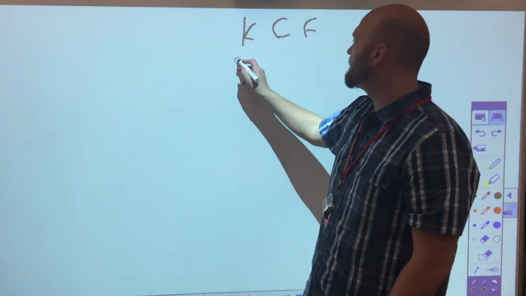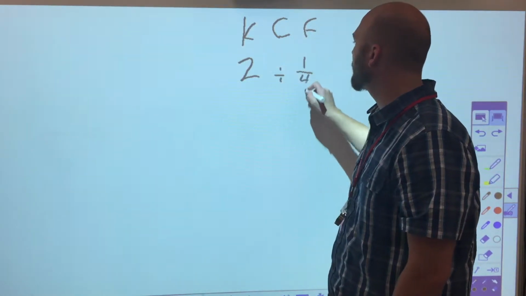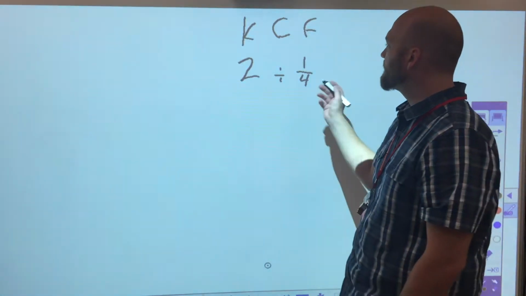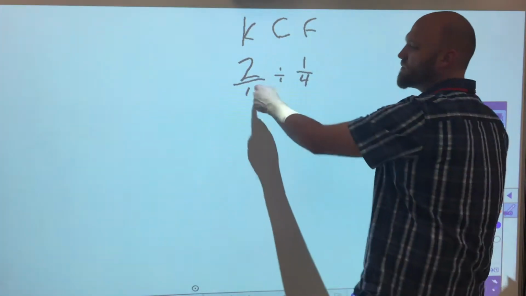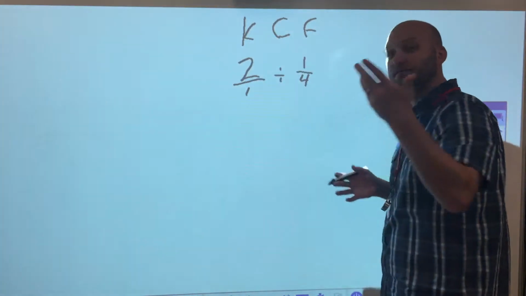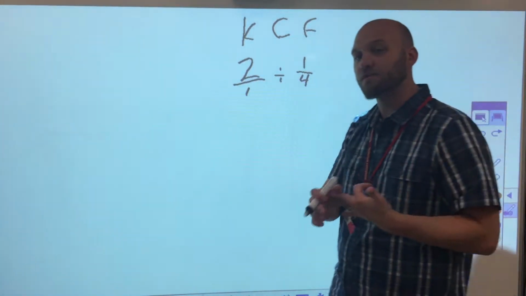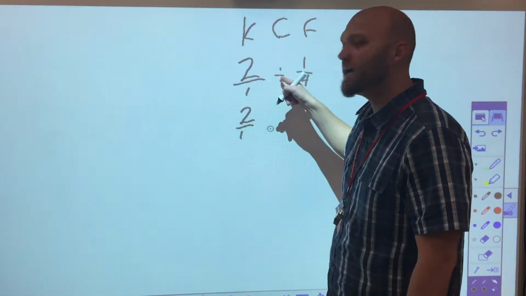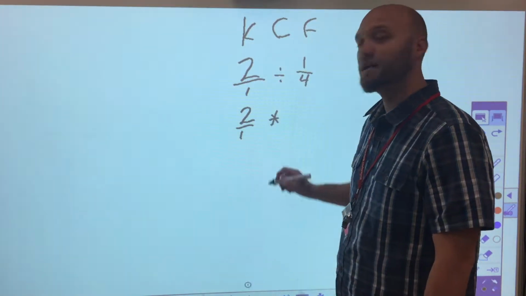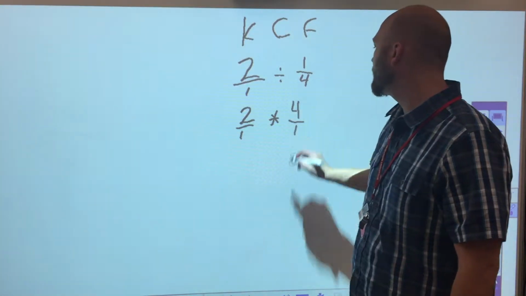If I had 2 divided by 1/4, well, I would realize that this is 2 over 1 because it's 2 wholes, right? So if I have 1 whole pizza and I have 2 of them, then I have the whole number 2. So I have 2 divided by 1/4. From keeping, changing, flipping, I'm going to keep 2 over 1. I'm going to change division to multiplication, and then I'm going to flip 1/4 to its reciprocal, 4 over 1.